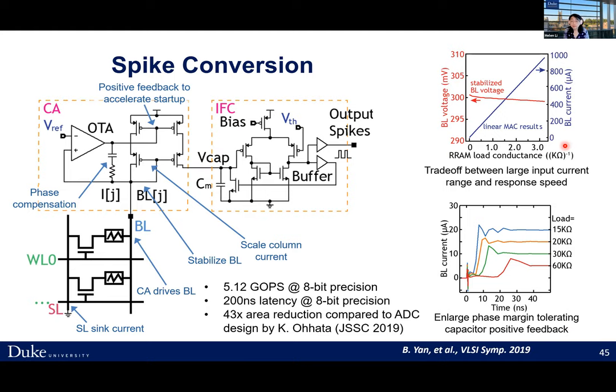And as you can see, the input current range can go from 10 microamp to 1 milliamp, and it all works in this linear region. Also the bit-line voltage is maintained and stabilized during this range. The bottom figure shows that with the appropriate phase compensation, the response can quickly converge to the stable state. And that's very important in real hardware implementation as well. Okay.